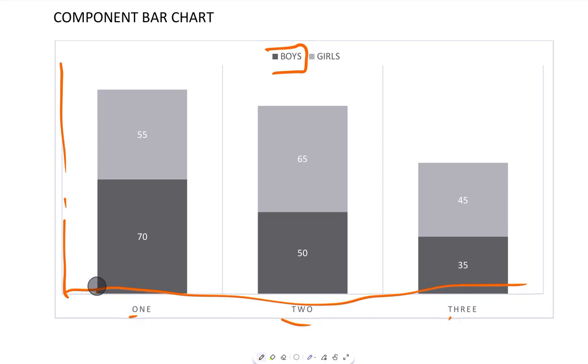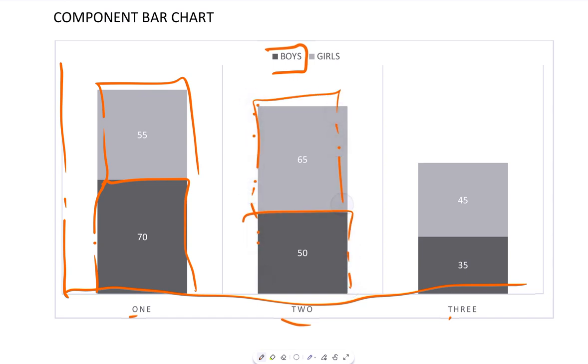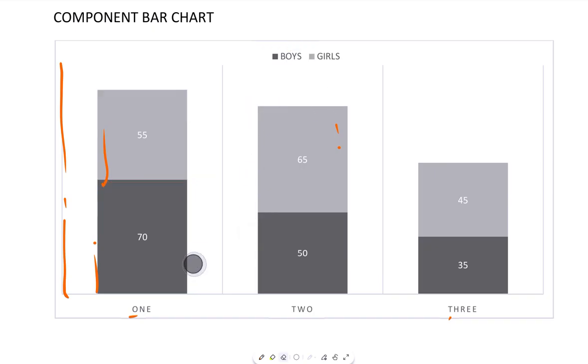So in SS1 we have what? 70 boys. Can you see? And what now? 55 girls. Do you understand? SS2, 50 boys, then on top of it 65 girls. Now what do you notice? Can you notice that the heights differ?